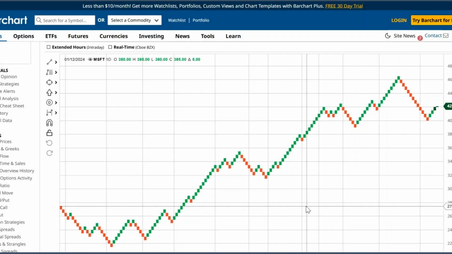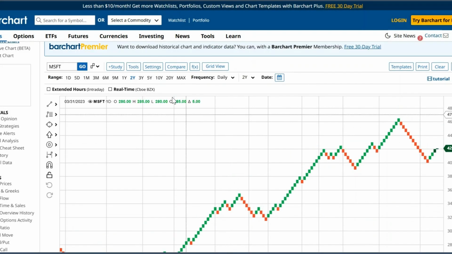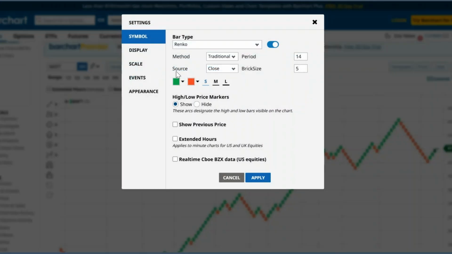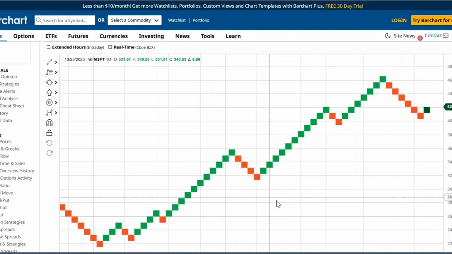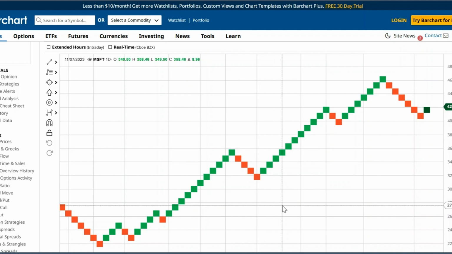Now, let's talk about dynamic brick size. Unlike fixed brick sizes, dynamic brick sizes adjust according to market volatility. The most common method to set a dynamic brick size is by using the average true range (ATR) indicator. With ATR, your brick size expands during volatile periods and contracts during calmer periods.